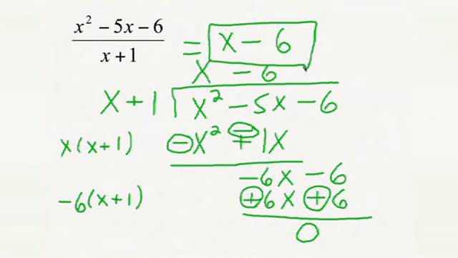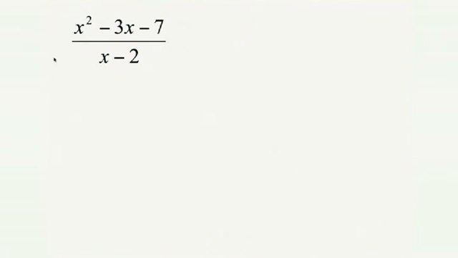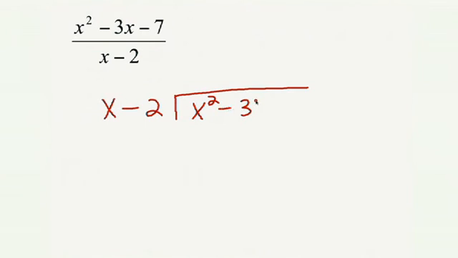All right, we realize that a lot of you find this difficult, so let's go ahead and look at another example. This time we're looking at x minus 2 into x squared minus 3x minus 7. And this one will have a remainder so that we make sure that you know how to deal with remainders. Again, I'm going to rewrite this as a long division problem. X minus 2 into x squared minus 3x minus 7.